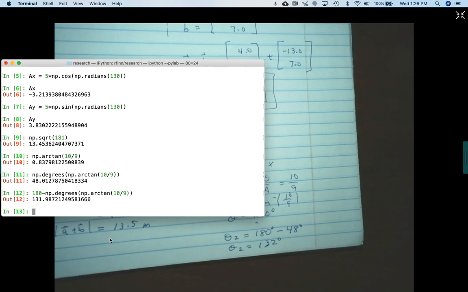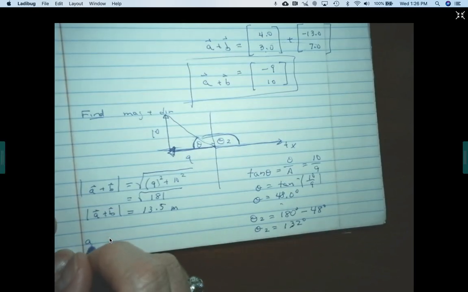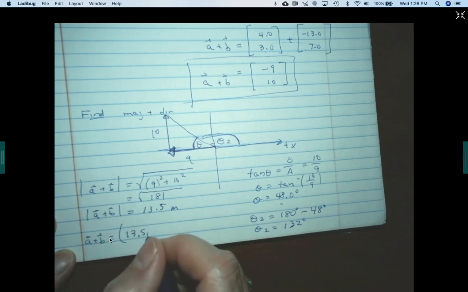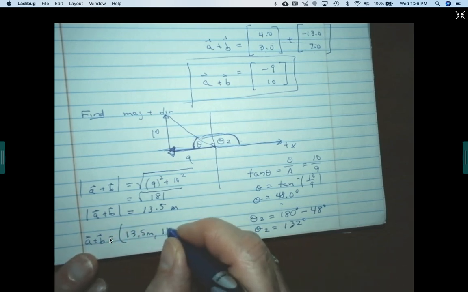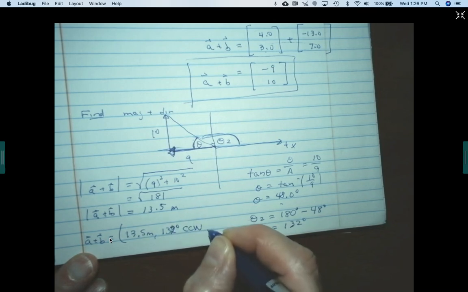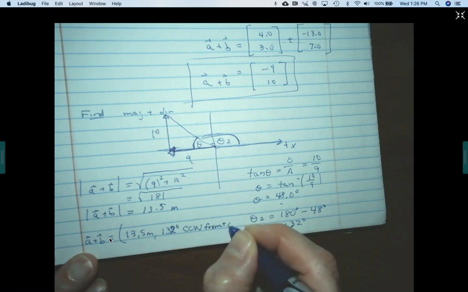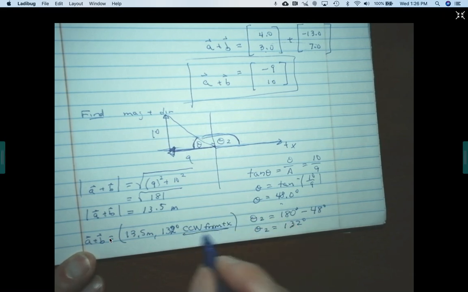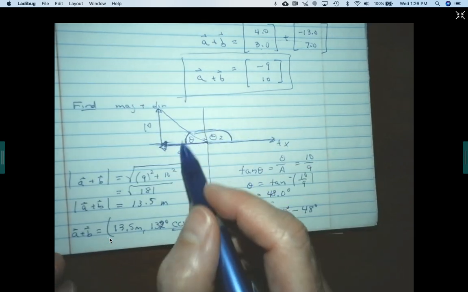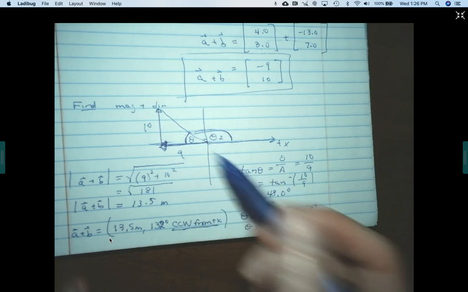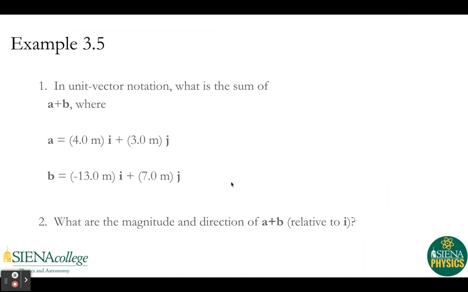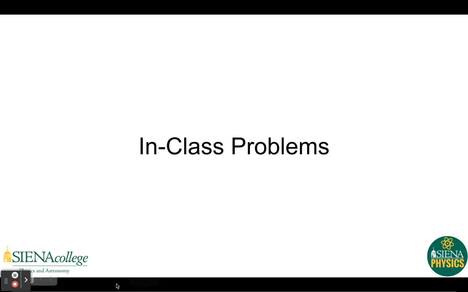Okay, so then for my A plus B, if we want to specify that as a magnitude and direction, it's 13.5 meters, and theta is 132 degrees counterclockwise from the plus x. For the most part, if you're using this convention, we won't have to write that out, but if you're using some other convention, like relative to the negative x-axis, like clockwise from that, you want to write that out explicitly. Okay.